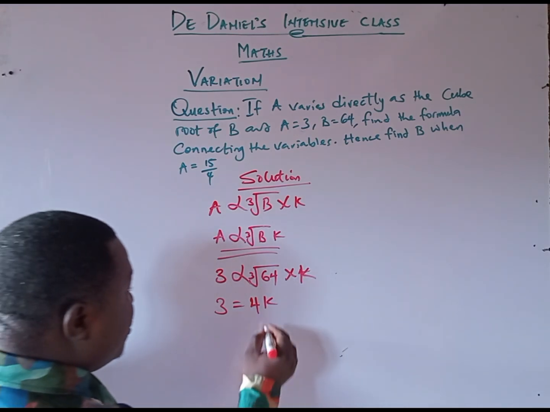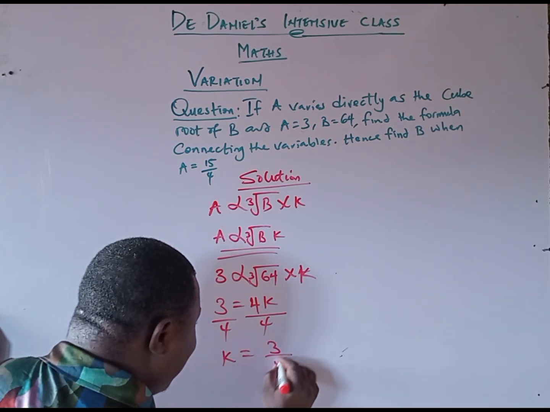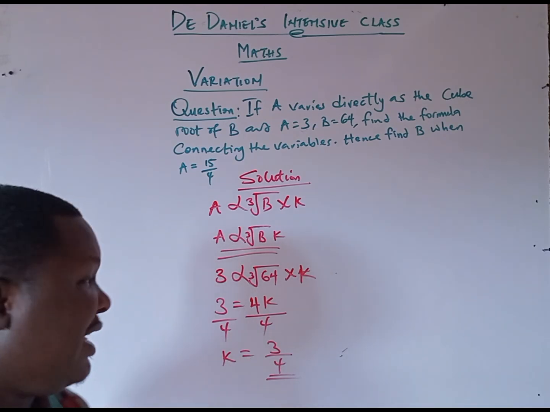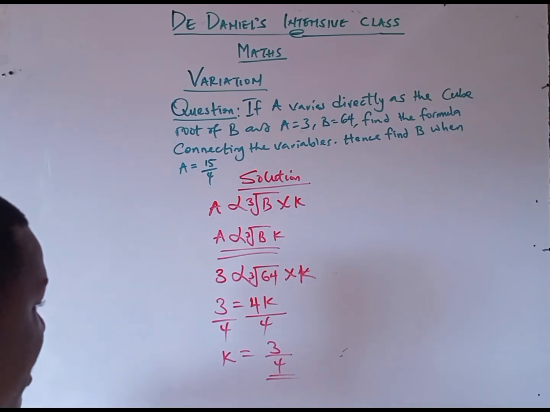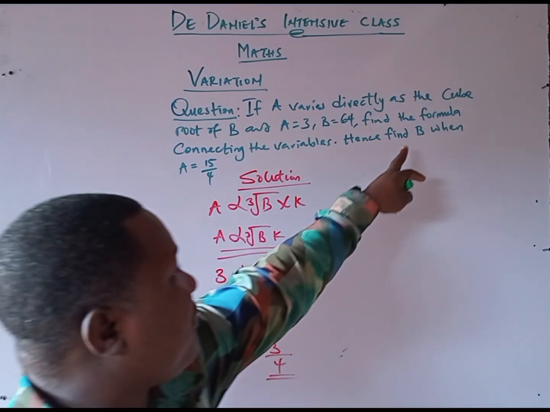So what is this telling you? Divide both sides by 4. So we have K equals 3 over 4. This is a proper fraction, so there's no need of breaking anything. So this is what you have as your K. Now that you found what your constant is, we have to find what our B is.